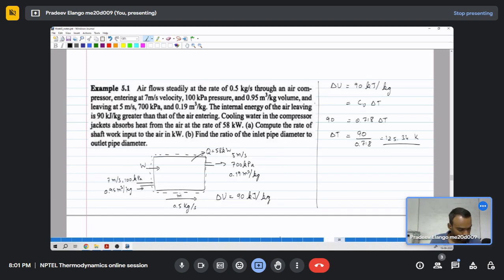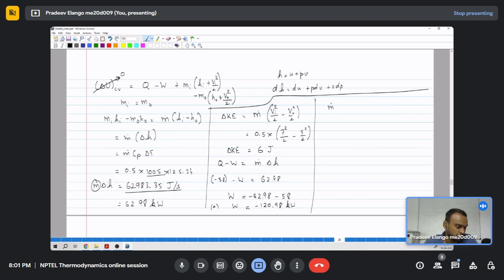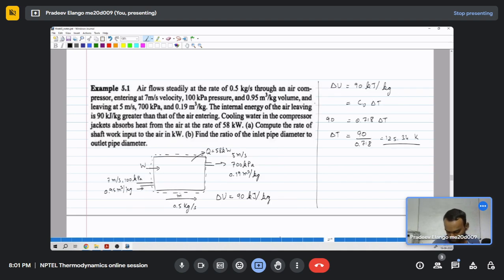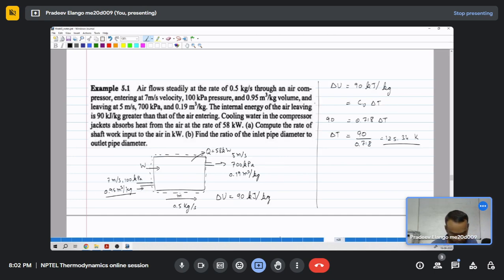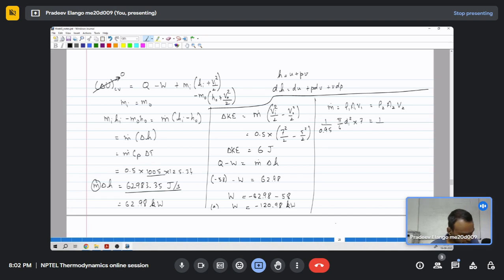Now we have to find the ratio of the inlet pipe diameter to the outlet diameter. For this we know m dot is equal to rho1 A1 V1 is equal to rho2 A2 V2. Rho1: specific volume is 0.95, so rho is 1 by 0.95, into area pi by 4 d1 square into velocity 7 at the inlet, is equal to rho2, which is 1 by 0.19, into area 2, pi by 4 d2 square, into velocity 5.